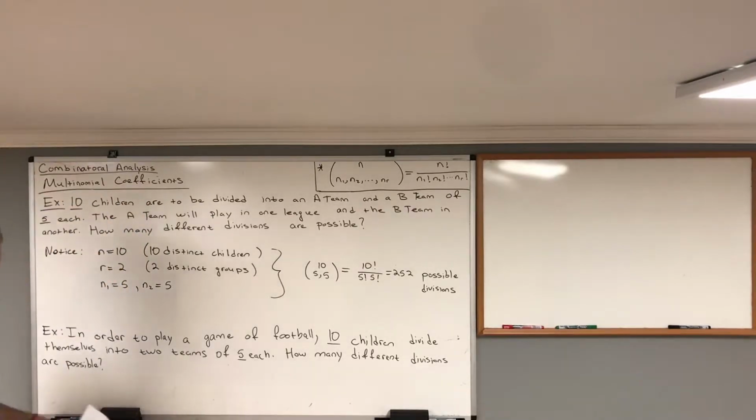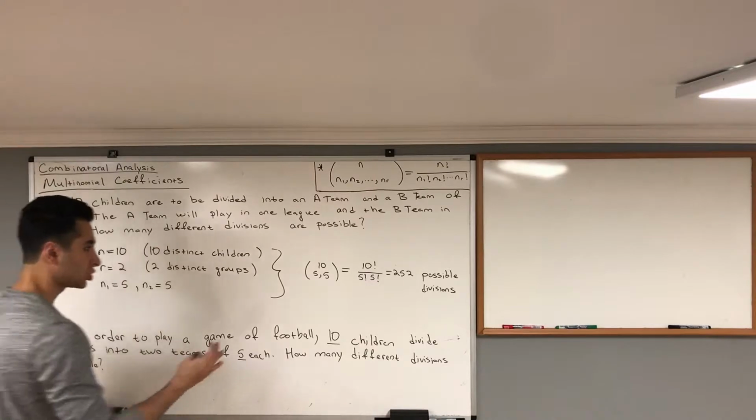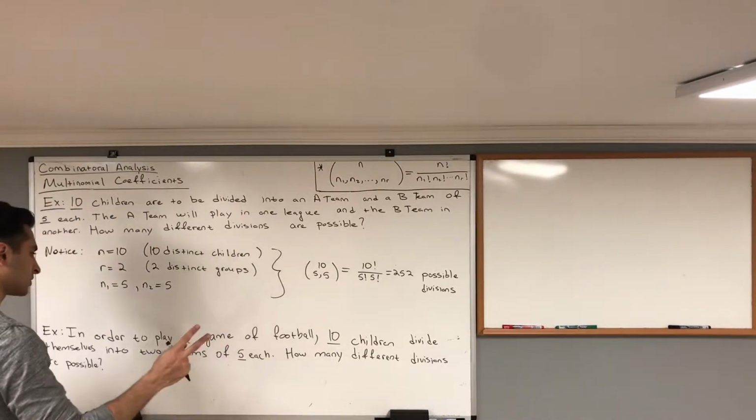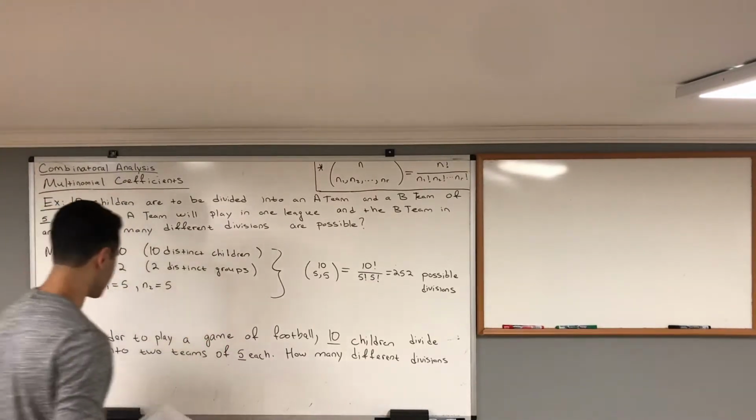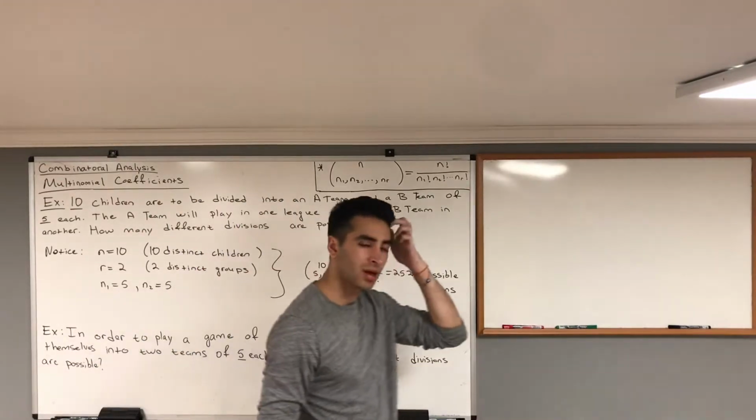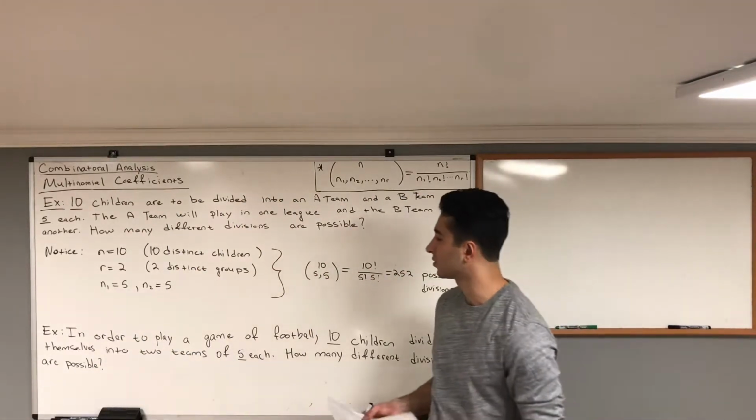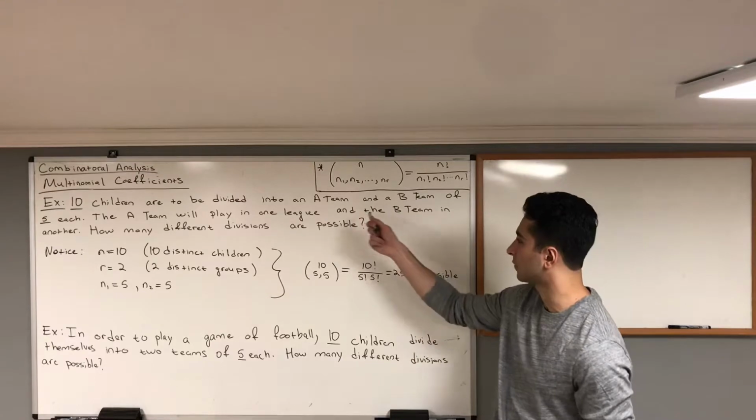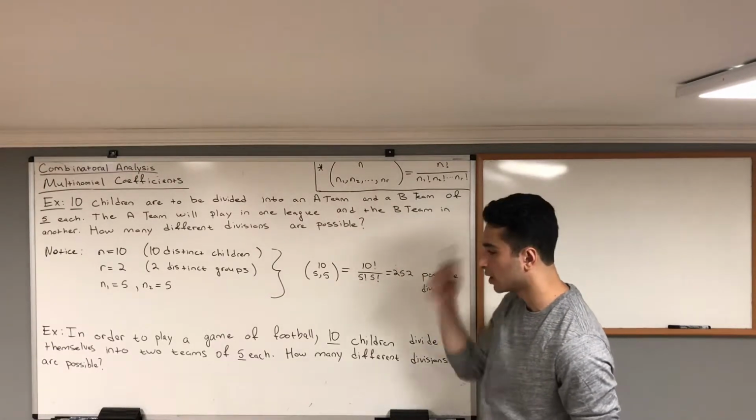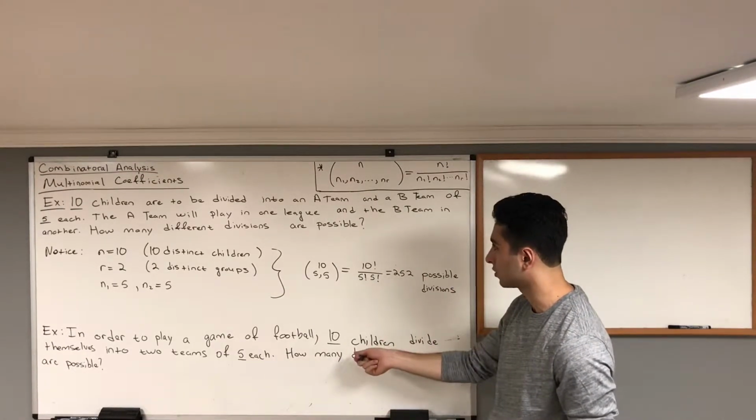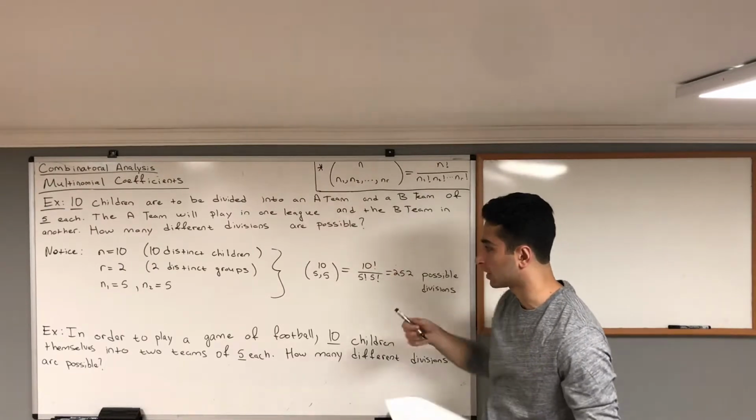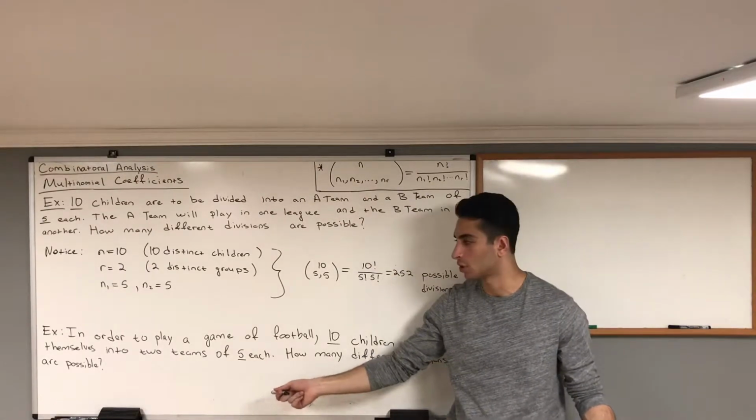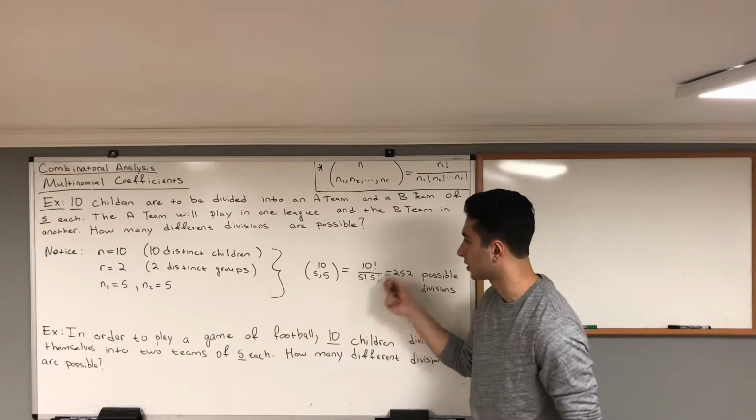Okay, so the second question. In order to play a game of football, 10 children divide themselves into 2 teams of 5 each. How many different divisions are possible? When you read that question, you're like, wait, how is this different from the last question? Here I have 2 teams. Here I have 2 teams. I have 10 children here, I have 10 children there, and each team has 5 children. So why can't I just use the same number here?